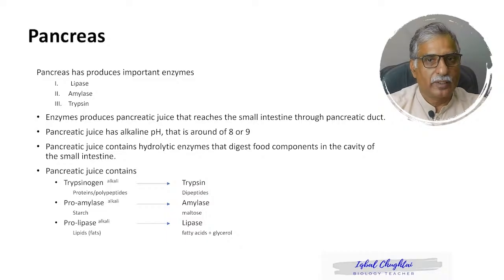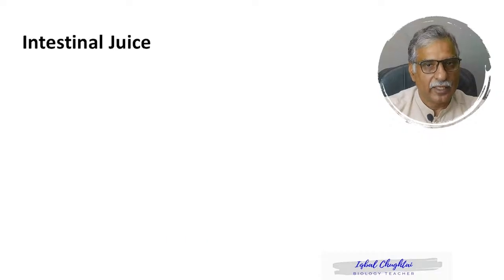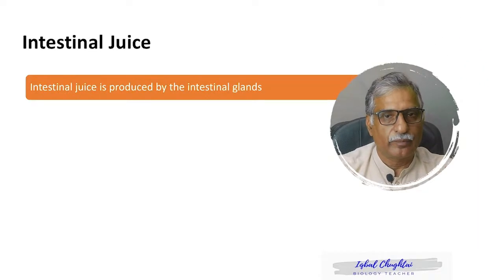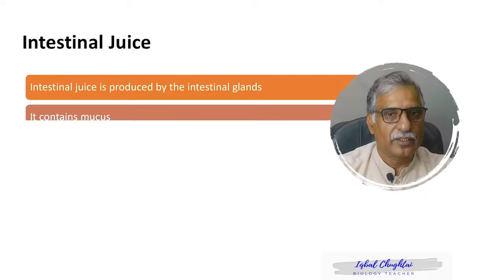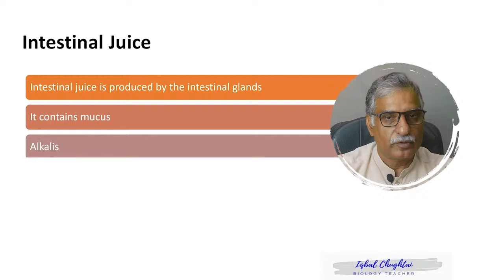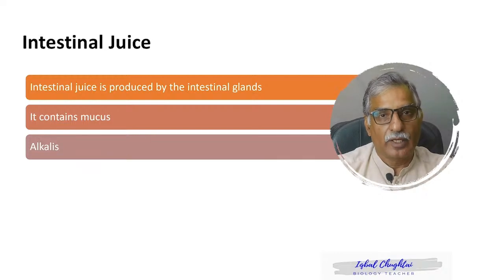But remember one thing, these are not the only enzymes added by the pancreas, but intestine does contain some glands. These are known as intestinal glands and they produce a secretion known as intestinal juice. This intestinal juice does contain mucus that makes a protective coating around the inner wall of the small intestine. At the same time, this mucus further adds liquidity to the food that is being processed in the small intestine.